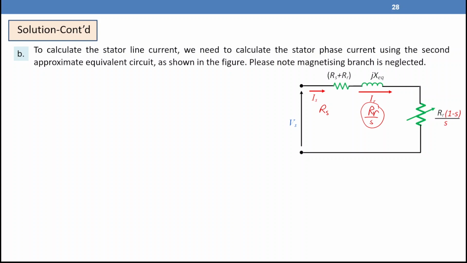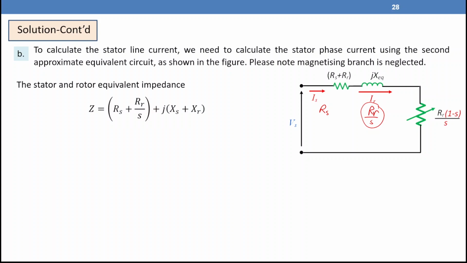To calculate the rotor current or stator current phase value, we need to calculate the total equivalent impedance. The total equivalent impedance is R stator plus R rotor over S plus jX equivalent. The value for that one will be 25.9 angle 13.4 degrees. You can write it in rectangular form or polar form. I presume you now know how to convert between polar and rectangular and vice versa.